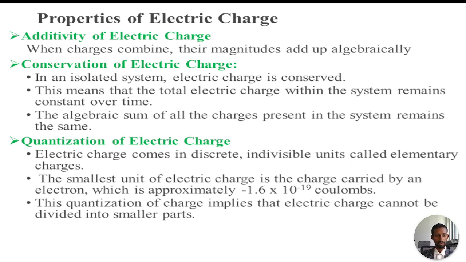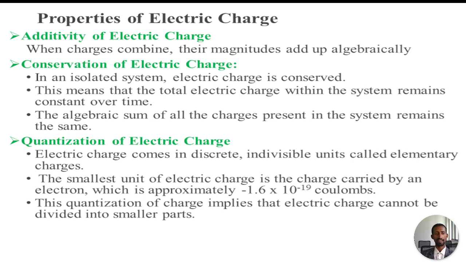This means the total electric charge within a system remains constant over time, even though it may be transferred from one atom to another by different means, be it induction, conduction, or friction. Still, in the isolated system, the algebraic sum of all charges present remains the same, even though it is transferred by any means. This is what we call conservation of electric charge.